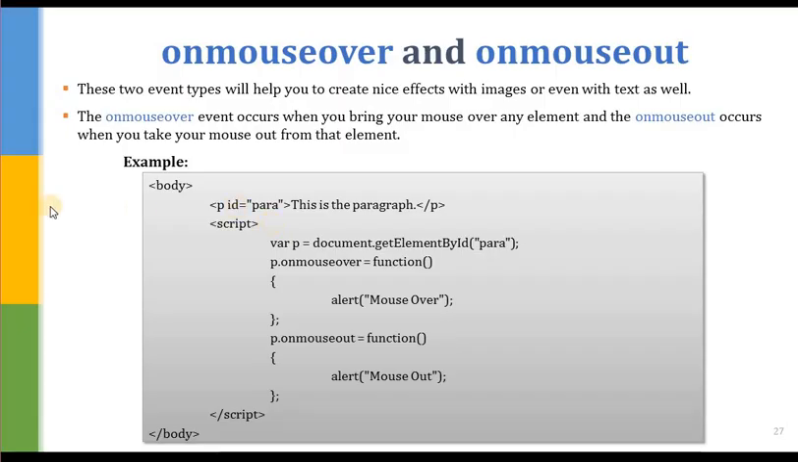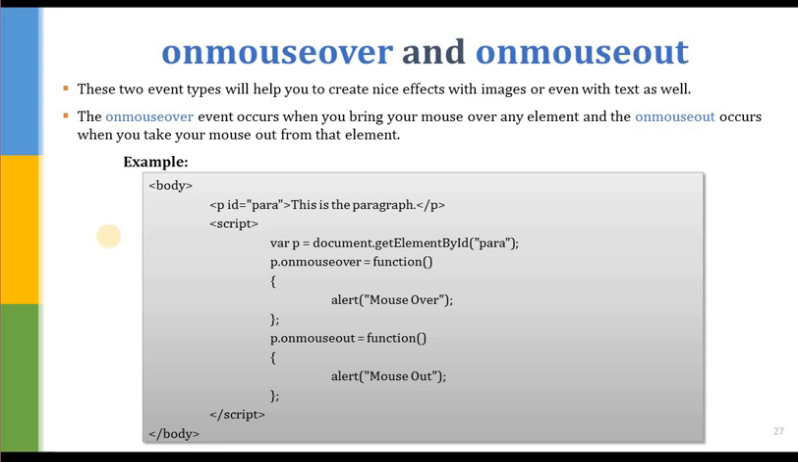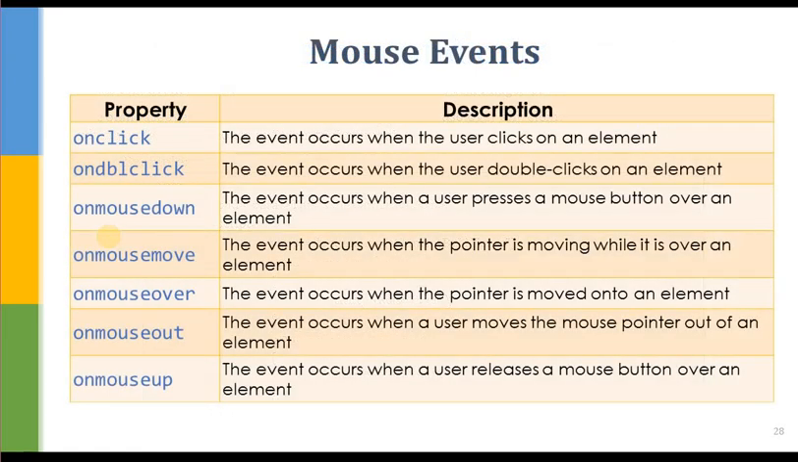Get back to the track. So this is onmouseover and onmouseout, these two events that we have covered in our practical session. There are more events which are frequently used: onclick, ondblclick, onmousedown, onmousemove, onmouseover, onmouseout, and onmouseup. These are very important events. So this is an assignment for you guys to handle the rest of the events by yourself.